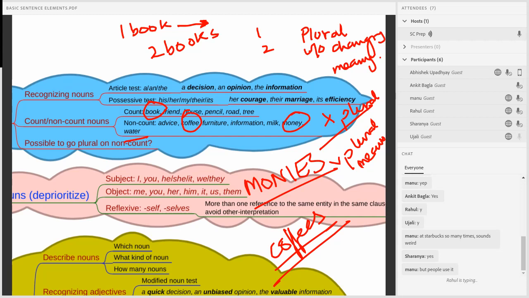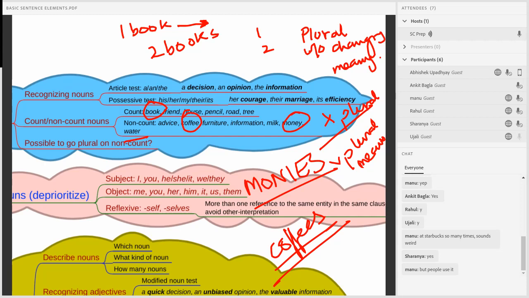Now, here's the thing. When you say that I like coffee, what you're saying is you like that thing. You like coffee as a thing. But when you say the word coffees, it means something completely different. For example, you could say we'll have two coffees. What that means is you'll have two cups of coffee. It doesn't mean the thing, the substance. It doesn't mean coffee as a substance. It means two cups of coffee.